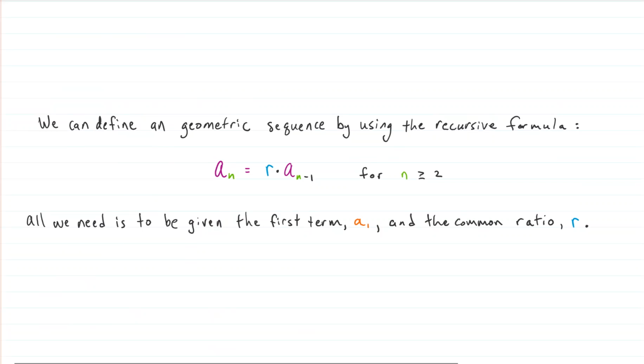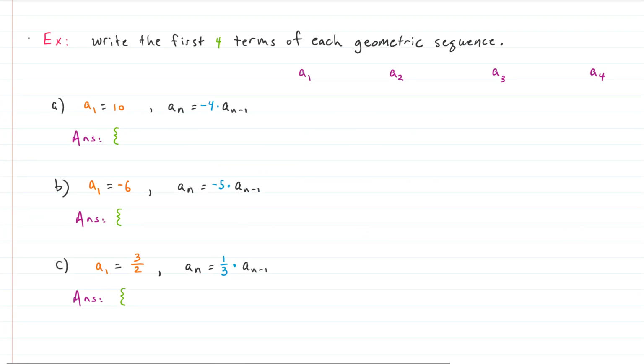This kind of helps us see a pattern that we can define a geometric series, or sequence, by using a recursive formula. And the recursive formula is you take the previous term, you multiply it by r, and that gives you the next term. Or if you want to say it the other way around, any given term, a sub n, as long as n is 2 or bigger, you can find by taking the previous term and multiplying by r. So again, all we need to write the whole sequence is the first term, a sub 1, and the common ratio, r.